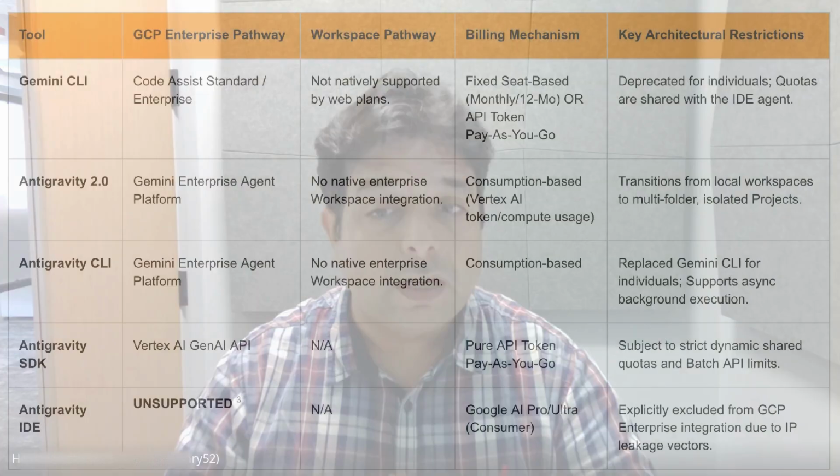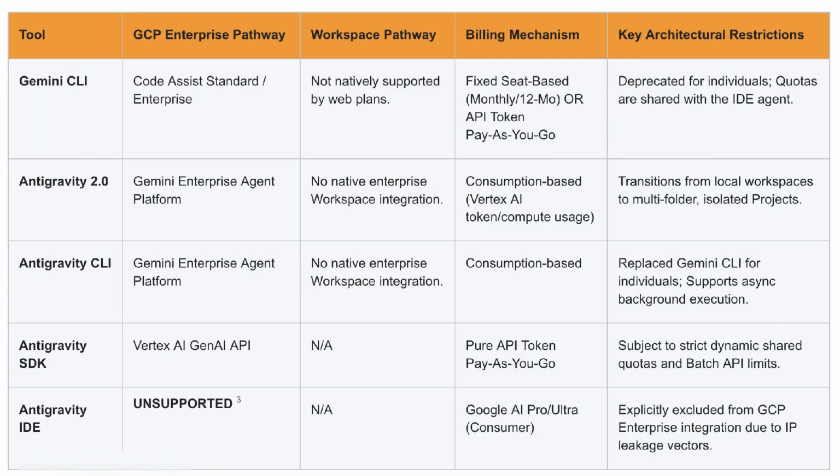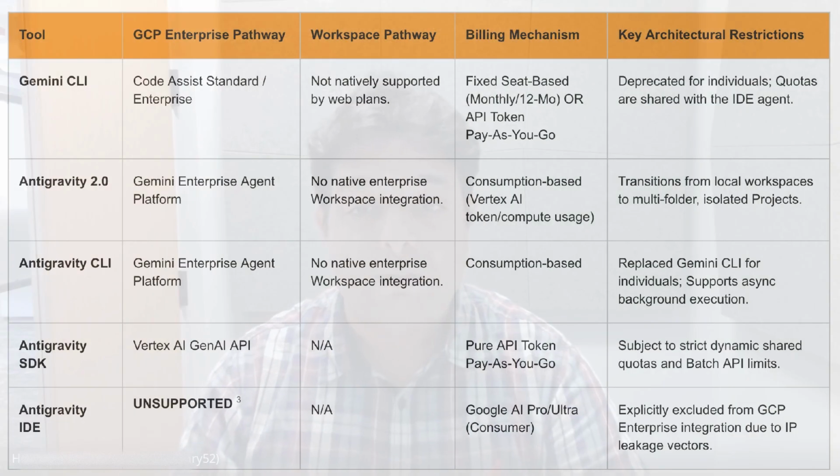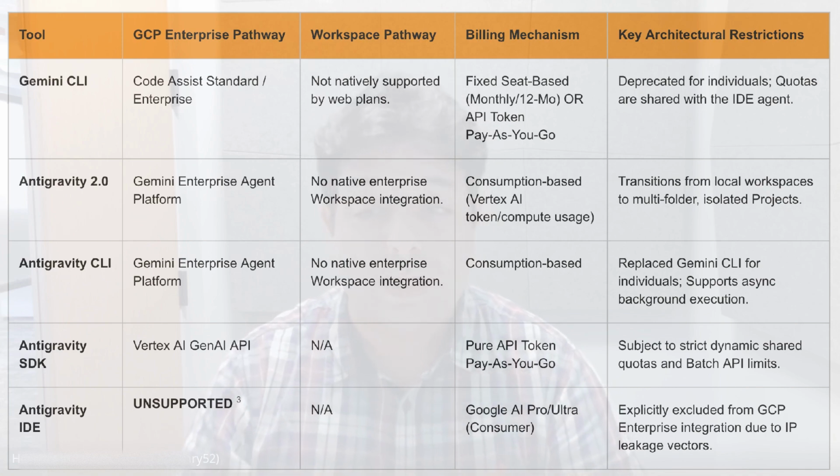This comparative table outlines their deployment pathways, the billing models, and the structural boundaries. First, Gemini CLI serves as the standard enterprise entry point on GCP. It utilizes fixed seat-based billing, which is the Gemini Code Assist license, now bundled as part of the Gemini Enterprise bundle. Or you can also do an API pay-as-you-go token model as well.